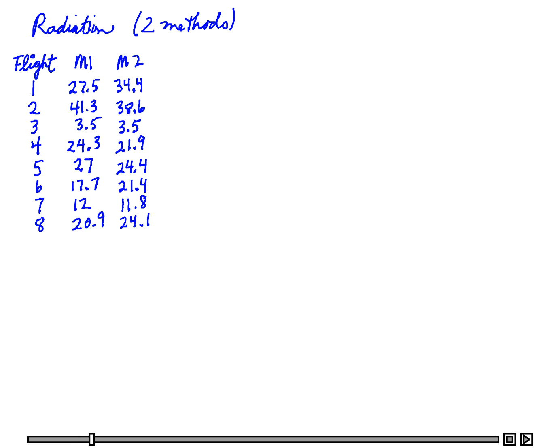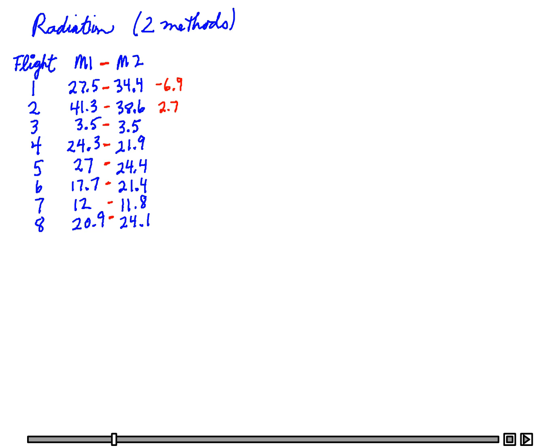So what I'm going to do is subtract each one of these pairs of values, and I've decided to go ahead and take the values in method 1 and subtract the values taken in method 2. And the values I get for that are negative 6.9, 2.7, this one's positive.